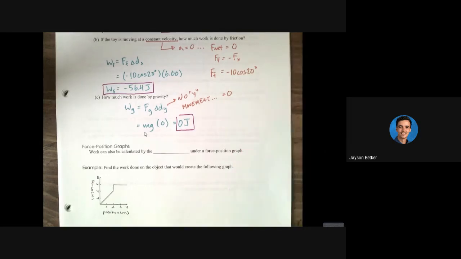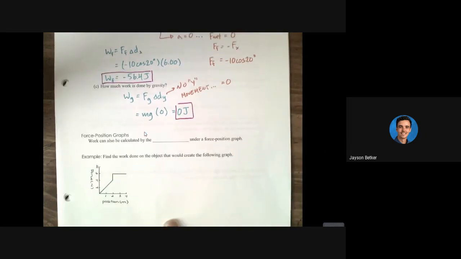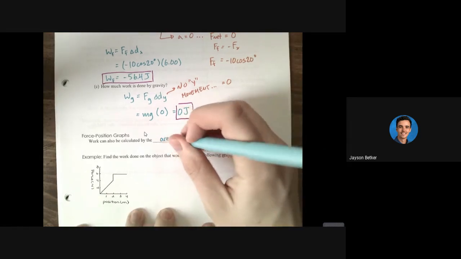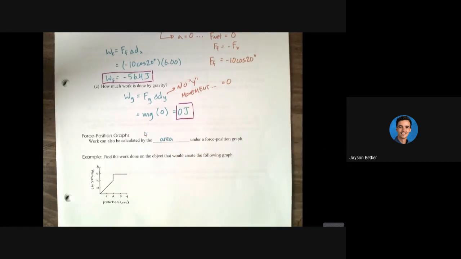Now this last section here is force position graphs. So position on the x-axis and force on the y-axis. We're doing a graph representing the relationship between force and position. This gives us work. We get work by calculating the area under a force position graph.